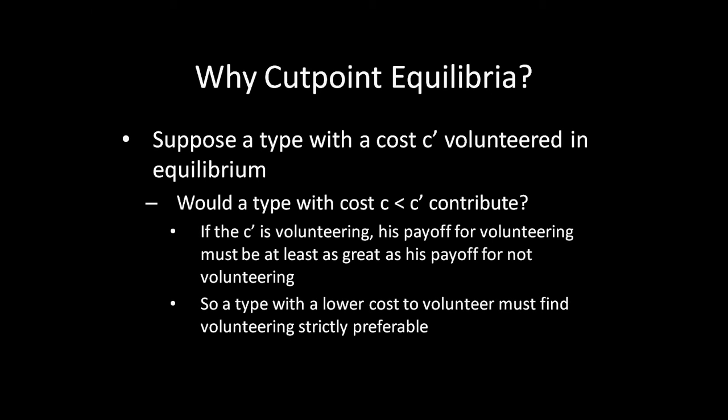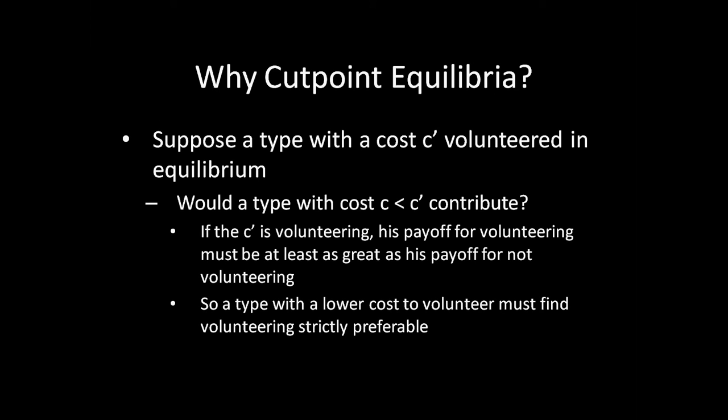Well, if the c prime type is volunteering, then by equilibrium conditions, it needs to be the case that his payoff for volunteering is at least as great as his payoff for not volunteering. Otherwise, it wouldn't be optimal for him to volunteer, and so he shouldn't be volunteering at all. But that means that a type with a lower cost has to find volunteering better than not volunteering.